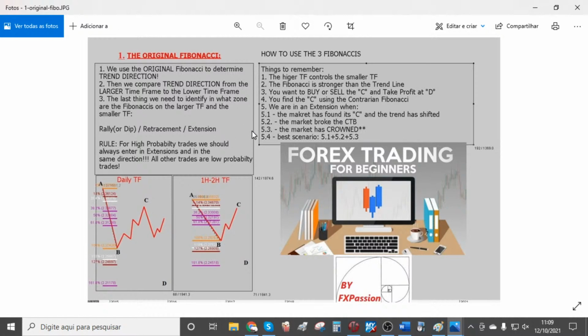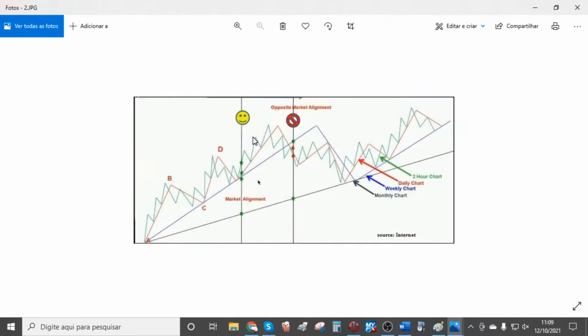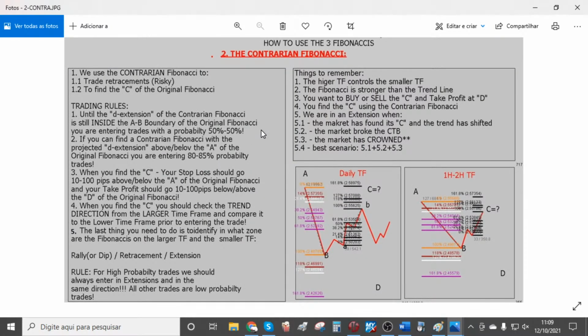So this is from the original one, and where is the Contrarian? There you go. We use the Contrarian Fibonacci to, number 1, trade retracements, number 2, to find the C of the original Fibonacci. Here you have the pictures.